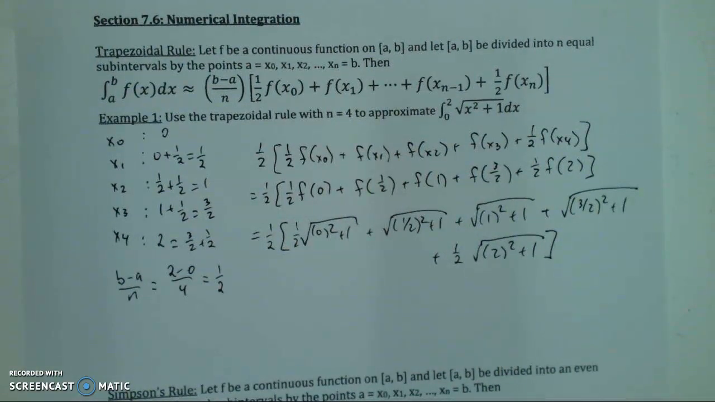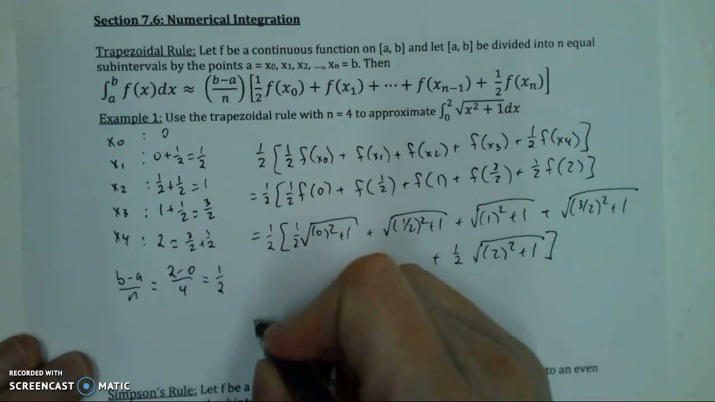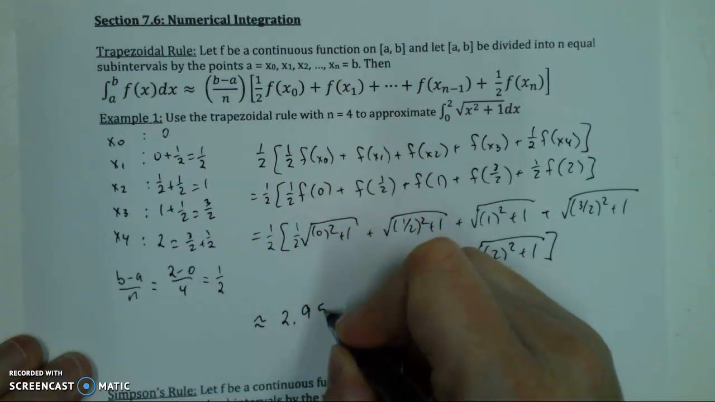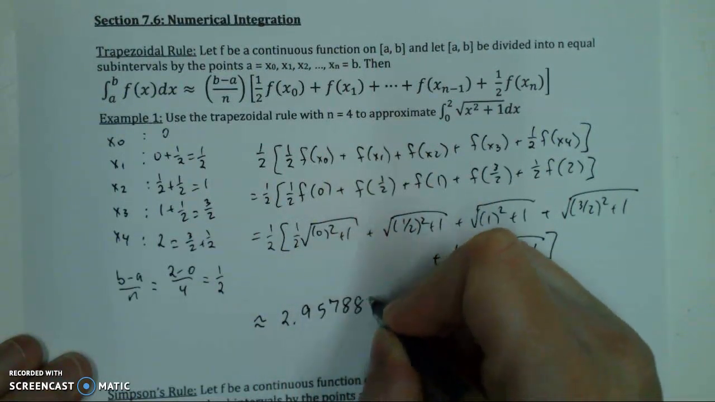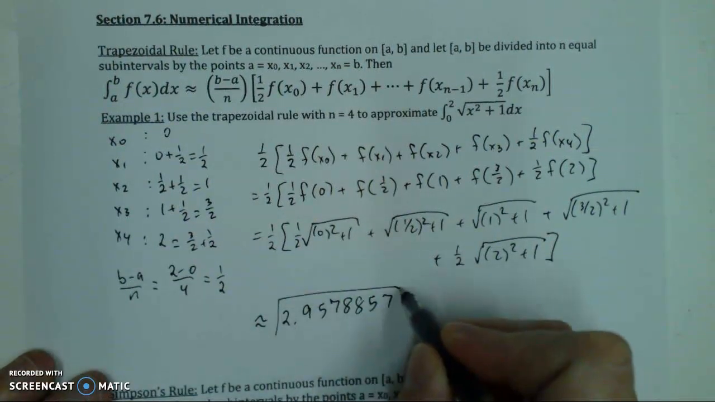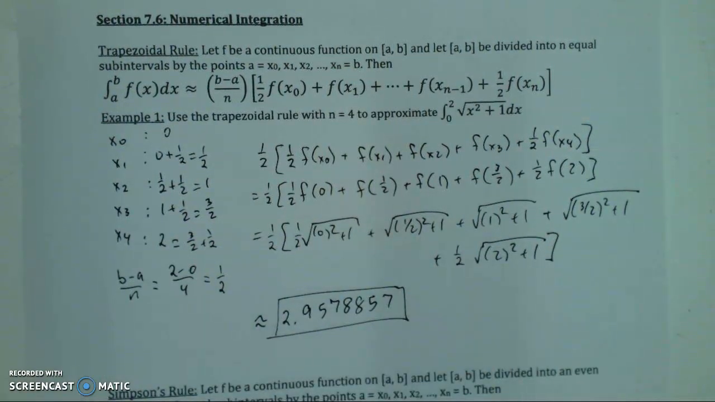And for that last part, I do just throw all of that into my calculator, since we do get some nasty numbers in there. And on my calculator, I get approximately 2.9578857. I'm going to leave quite a few decimal places there. So that is the trapezoidal rule.